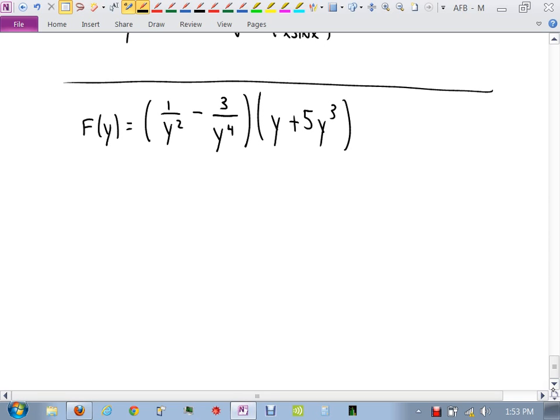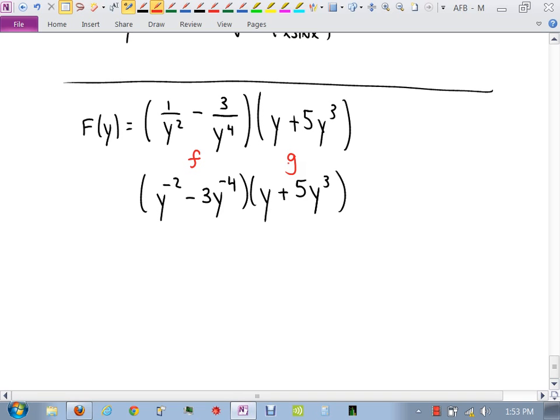But the first set of parentheses, the 1 over y squared and the 3 over y to the fourth, those are just powers of y. Right? That's just y to the negative 2 minus 3y to the negative 4. And then y plus 5y cubed. Yes? And you could do product rule here, because if you call the first one f and the second one g, I think f prime is pretty clean. Yay or nay? All right, derivative of f would be negative 2y to the negative 3 plus 12y to the negative 5. Then you do times g and then plus g prime f.